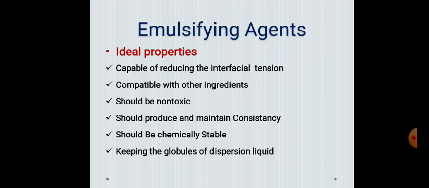An emulsifying agent must have the following ideal properties. It should be capable of reducing the interfacial tension, compatible with other ingredients, non-toxic, should produce and maintain the consistency of the emulsion, should be chemically stable, and keep the globules of the dispersed liquid.